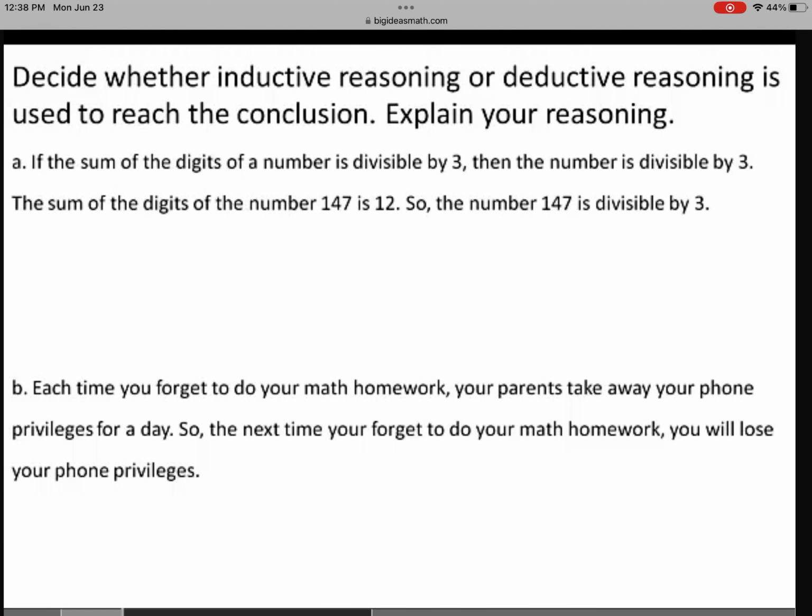And B. Each time you forget to do your math homework, your parents take away your phone privileges for a day. So, the next time you forget to do your math homework, you will lose your phone privileges. Inductive reasoning uses specific examples and patterns to reach a conclusion, while deductive reasoning uses facts, definitions, accepted properties, and the laws of logic to reach a conclusion.